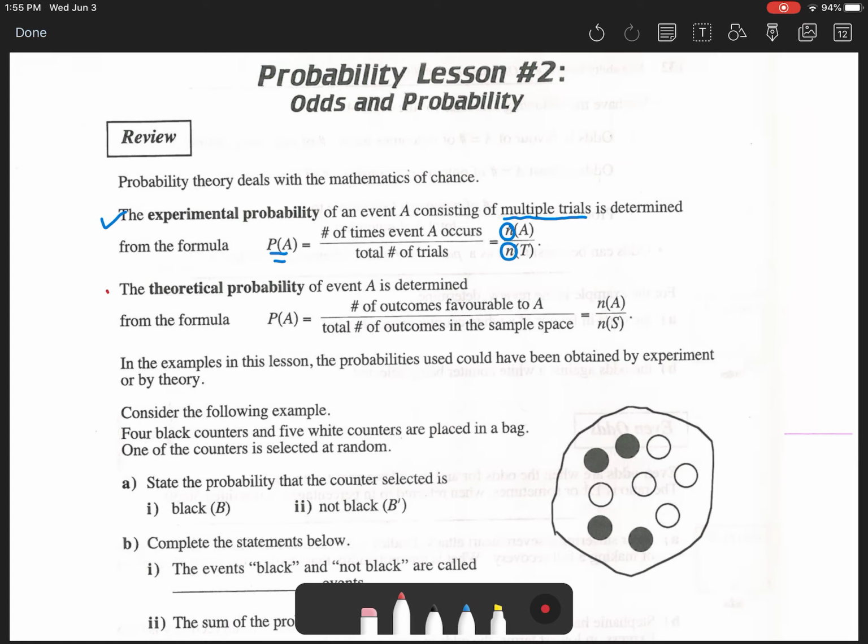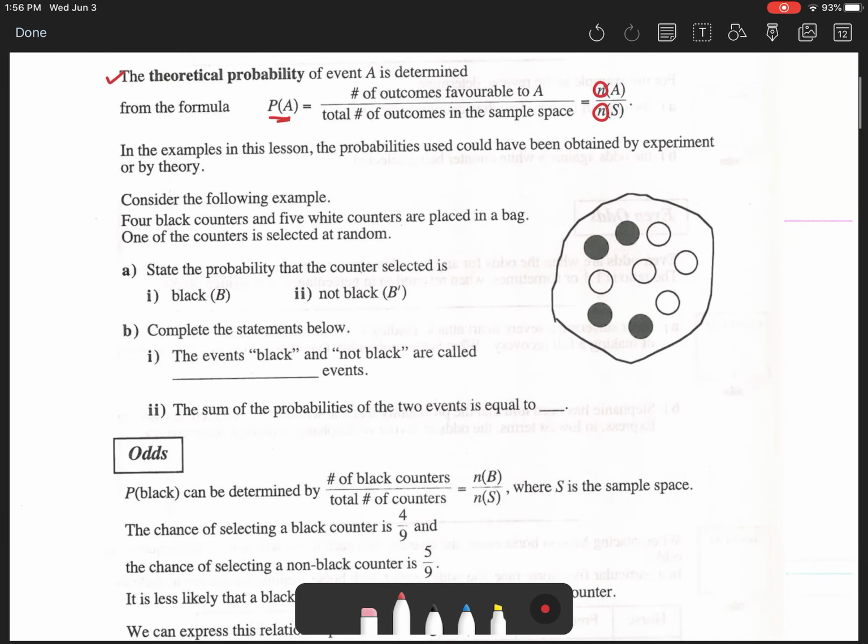In the second one, we're discussing theoretical probability, okay? So again, the probability of A is this time the number of outcomes favorable to A over the total number of outcomes in the sample space, okay? Now, we learned about both of those last day, what those terms mean and how we use them. In the examples in this lesson, the probabilities used could have been obtained by experiment or by theory.